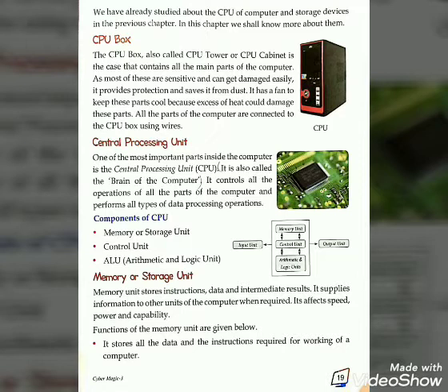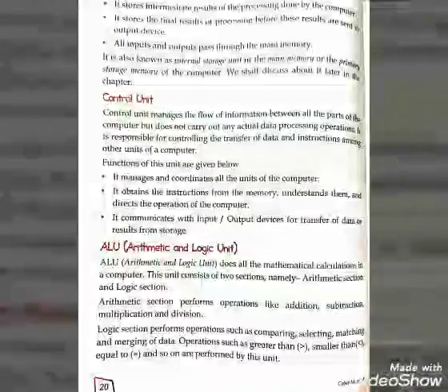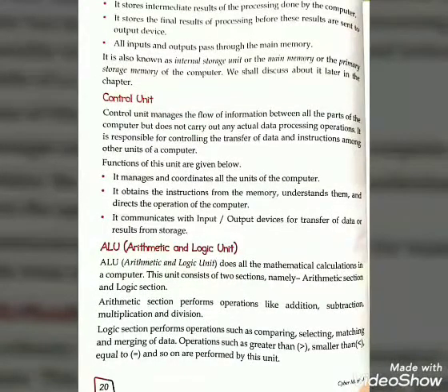We know that the memory unit stores all the data and the instructions required for the working of a computer. This is the first function. Now the second function: it stores intermediate results of the processing done by the computer, and it stores the final results of processing before these results are sent to the output device. And the last one, all input and output pass through the main memory.